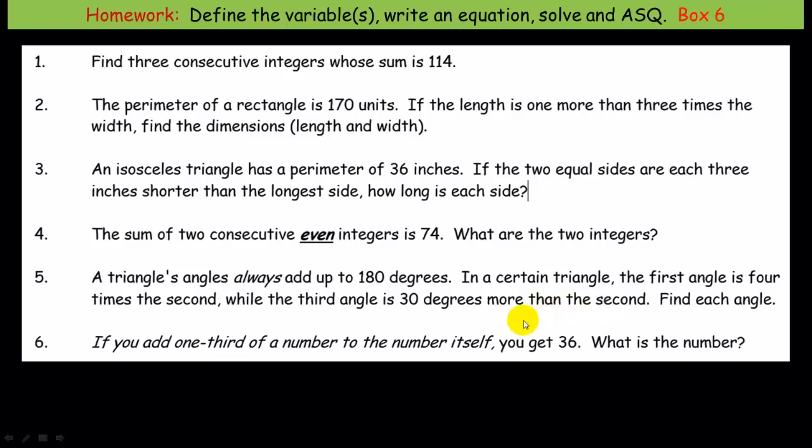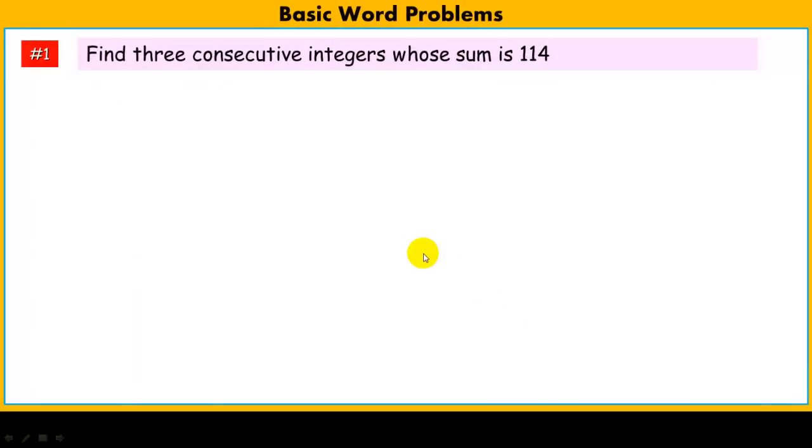All right, here we go. Okay, take a look at number 1. Find 3 consecutive integers whose sum is 114. I think we kind of went over this a little bit yesterday.